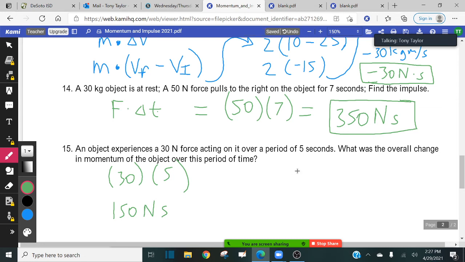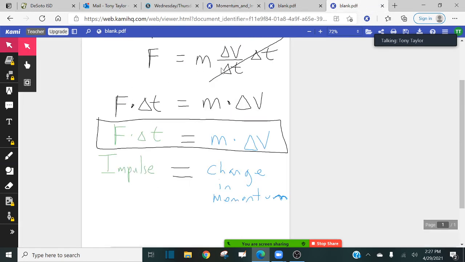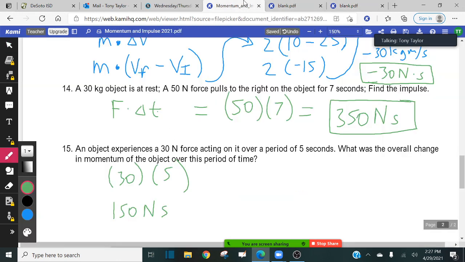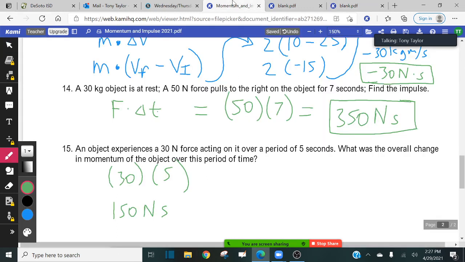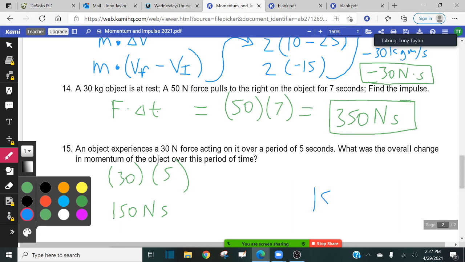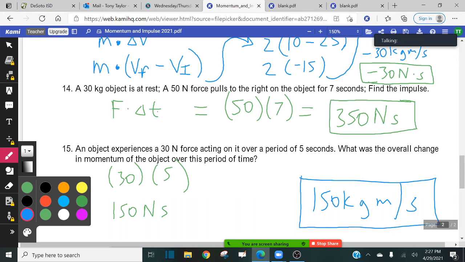But guys, if I know the impulse acting on the object, then I know the change in momentum of the object according to this theorem. So if my impulse was 150 Newton seconds, my change in momentum better be 150 kilograms meters per second. Okay, so that is my answer for number 15.